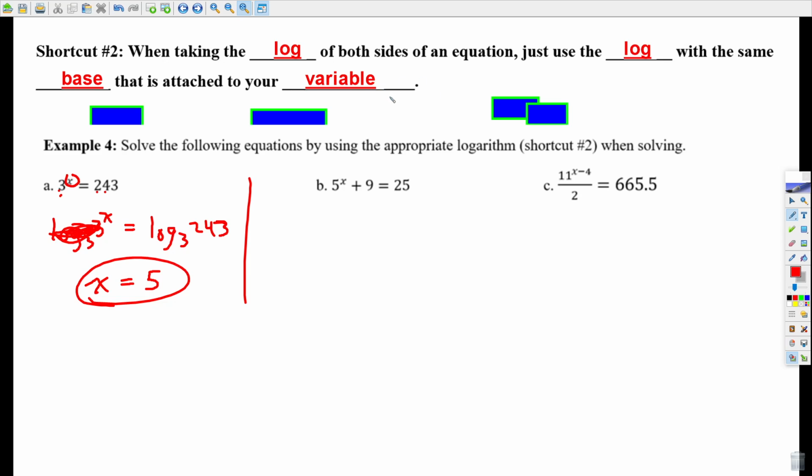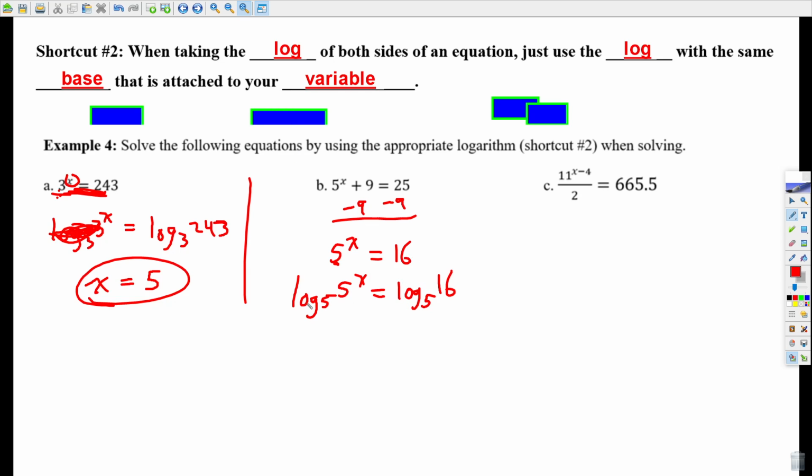All right, part B and C, we have some extra stuff to do, but they're not too bad. So for part B, we're going to move the 9 first before we introduce logs. We want to make sure it kind of looks like part A first. So it's minus 9 on both sides. So we get 5 to the x equals 25 minus 9 is 16. Then you're going to do log on both sides. Log, and our base is going to be what? 5. So log base 5 of 16 on the other side.